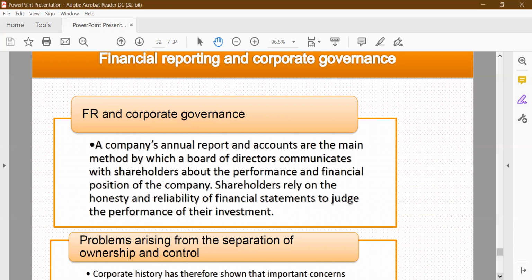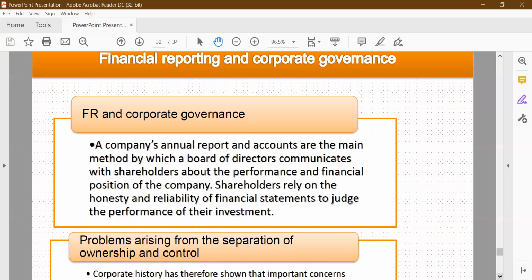So a company's annual report, a company's reports and accounts, are the main method by which a board of directors communicates with shareholders about the performance and financial position of the company. So this is very important to understand.